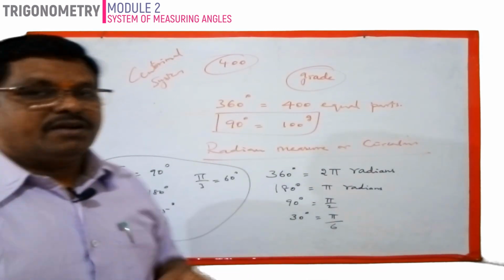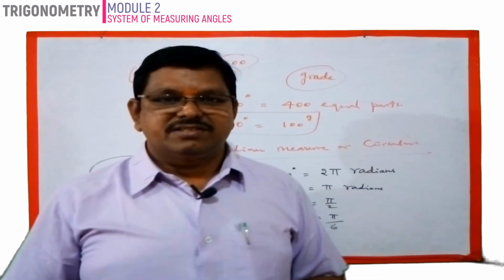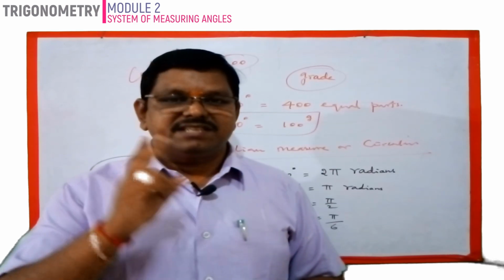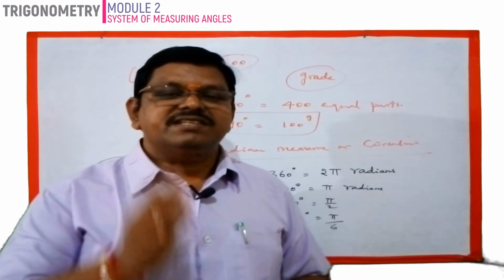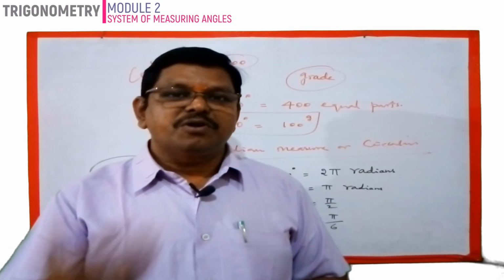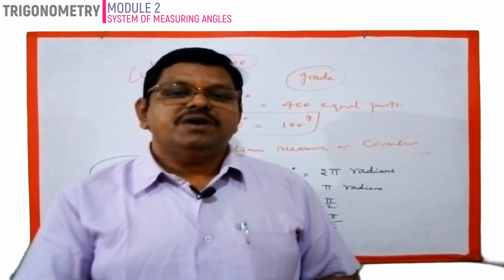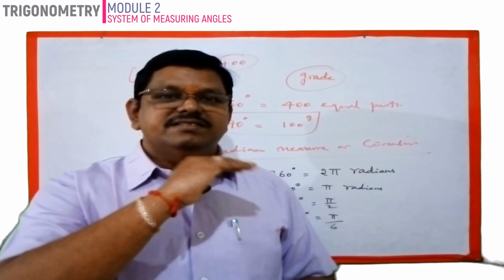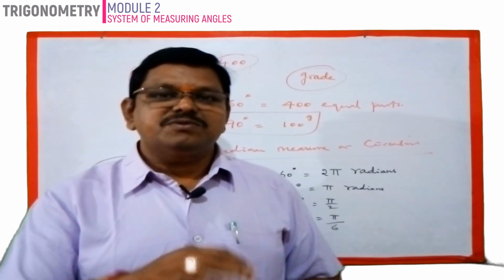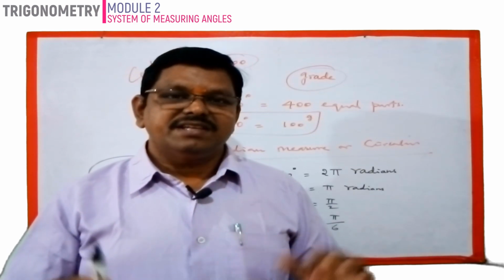So there are total 3 different systems we use to measure the angles. The first system is called sexagesimal system, the second system is called centesimal system, and the third one is called radian measure or circular measure. So in our next module we will discuss how we can convert the circular measure into the other 2 measures, the sexagesimal system to the other 2 measures, the centesimal system to the other 2 measures. So in the next module we will discuss everything elaborately.